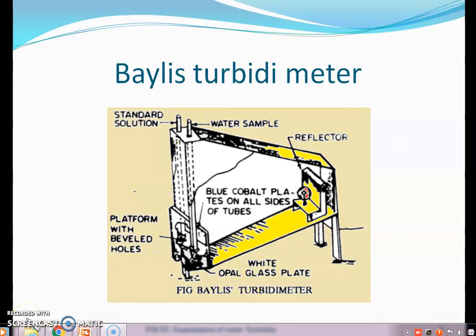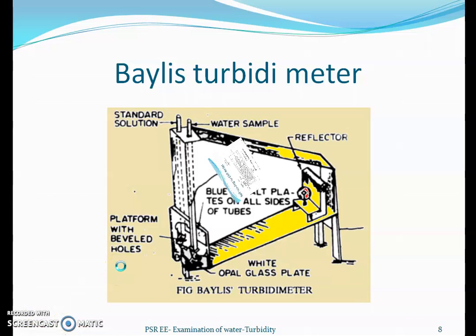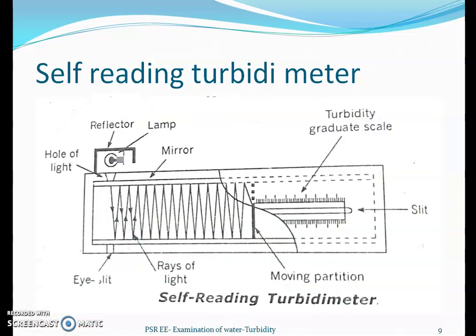Hello students, in the last video we discussed the three kinds of turbidity meters. In this video we will discuss a few others. The self-reading turbidity meter: as the name says, it directly gives the reading of the turbidity, or the measurement of the turbidity. So what is the self-reading turbidity meter?